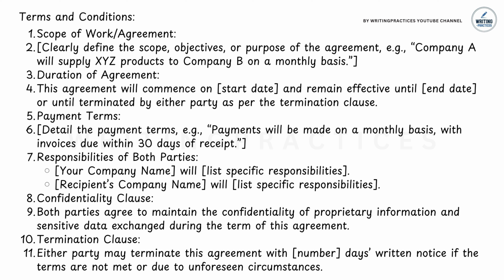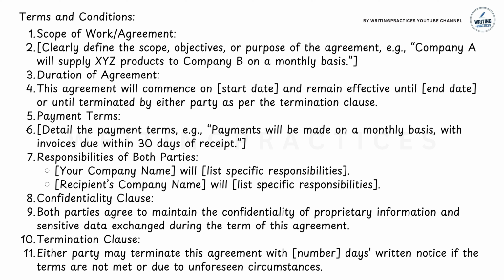C. Payment terms. Detail the financial arrangements, including payment amounts, schedules, and methods. Transparent payment terms help prevent disputes. For example, payments will be made on a monthly basis, with invoices due within 30 days of receipt. Clearly stating payment terms ensures both parties are aware of financial expectations.